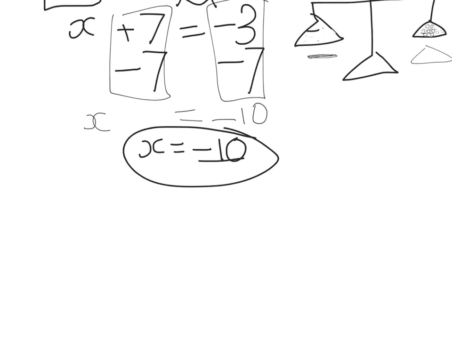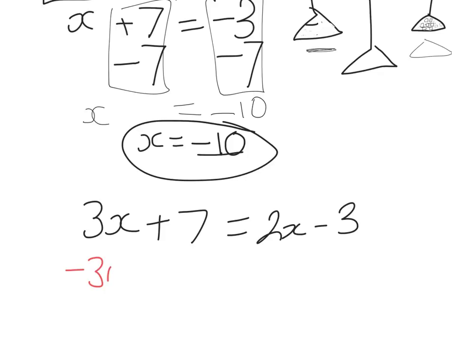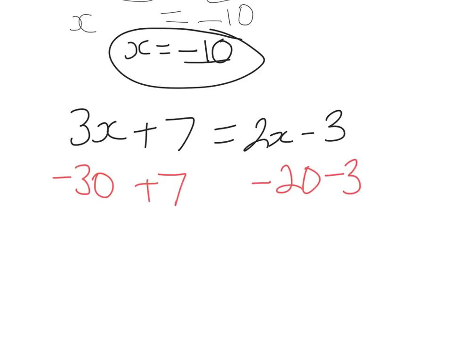Let's try that. My original equation was 3x plus 7 is equal to 2x take away 3. If x was negative 10, 3x would be negative 30, plus 7 this side. This side I'd have negative 20, take away 3. Negative 30 plus 7 is negative 23, and negative 20 take away 3 is negative 23, and it is true that negative 23 equals negative 23, so I know I've got the right answer.